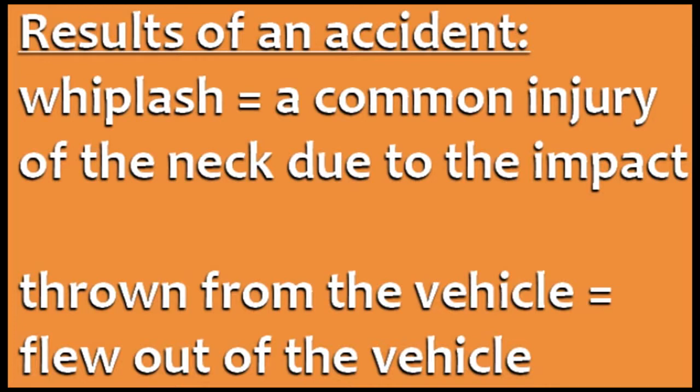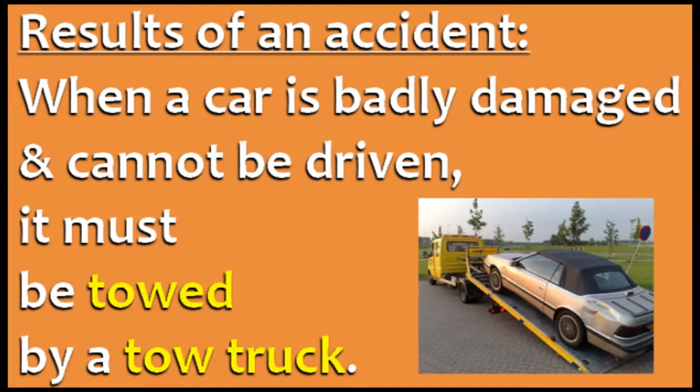If someone in the car wasn't wearing a seatbelt, they could be thrown from the vehicle. This means they flew out of the vehicle and landed some distance away. When a car is badly damaged so that it can't be driven, then it needs to be towed, transported by another vehicle, which is called a tow truck. Your car can also be towed if you park in a prohibited area.